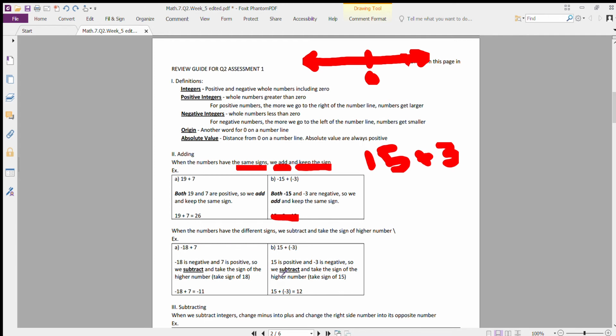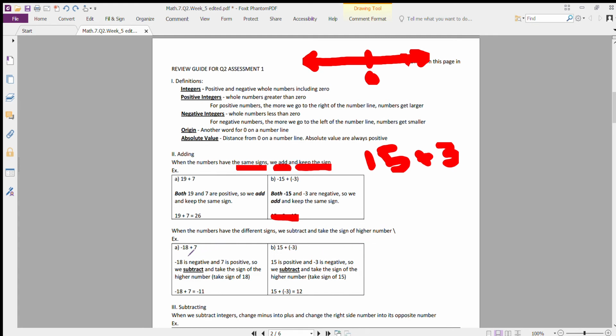Now there's another situation. What if they have different signs? What do I mean by different signs? One is positive and one is negative, or the other way around. What do we do? Well, we're going to subtract. I know it's confusing because we're adding and then subtracting, but that's how it is. You subtract them, take the sign of the higher number, and that's it.